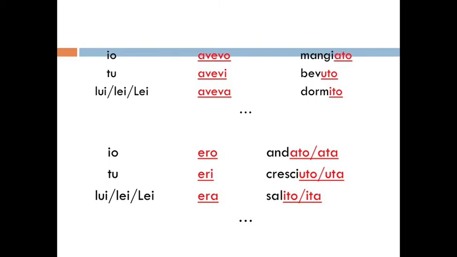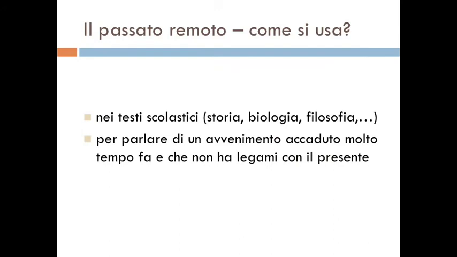And let's talk now about passato remoto, which is another tense in Italian, another past tense. Passato remoto is used when we want to talk about something which is in the remote past. It means something that occurred a long, long time ago. And this is the important thing, it doesn't have any link with the present. Okay? Usually we find passato remoto in history, biology, philosophy books, so in written Italian.